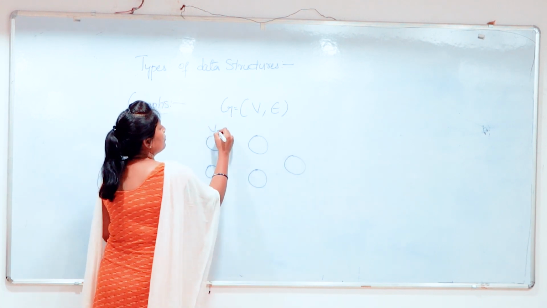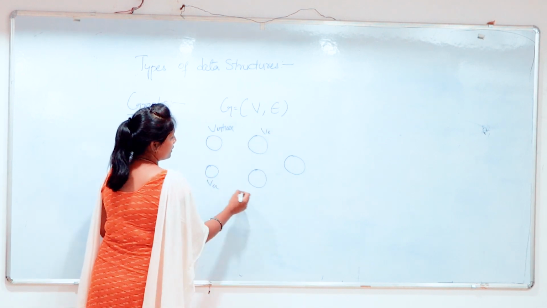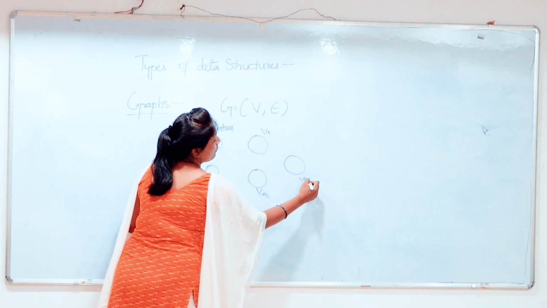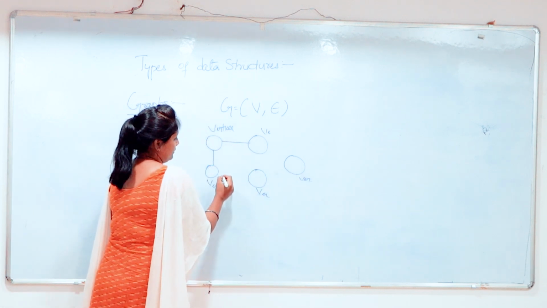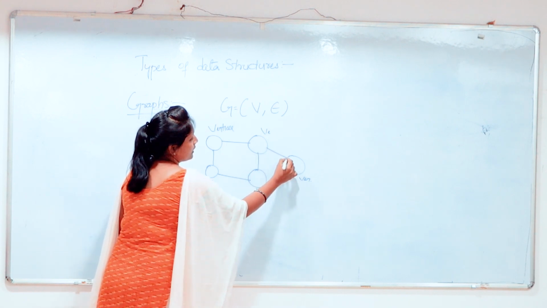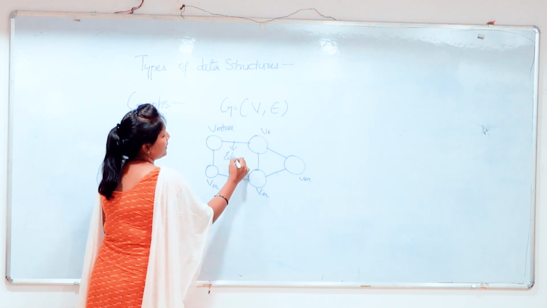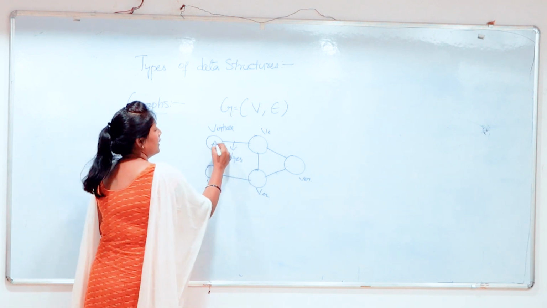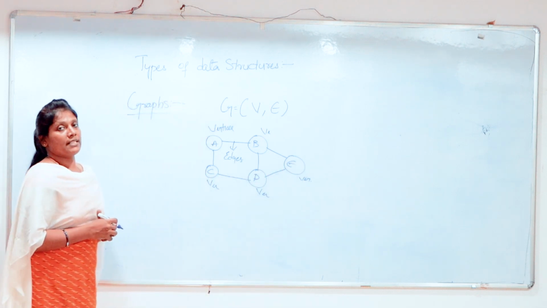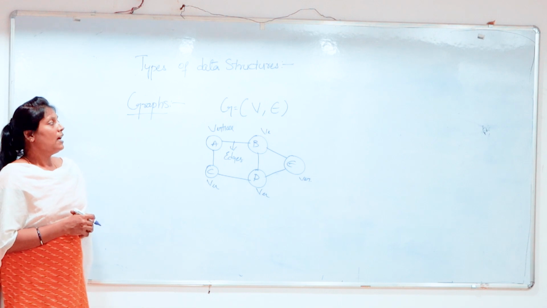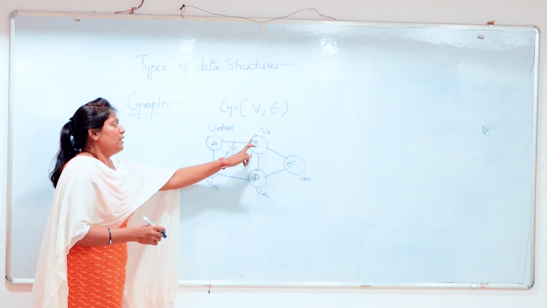These are all the vertices. This is also a vertex. This is also a vertex. These are all the vertices present in my graph, and the connections between these vertices are called edges. A, B, C, D, and E. The representation of a graph looks like this.